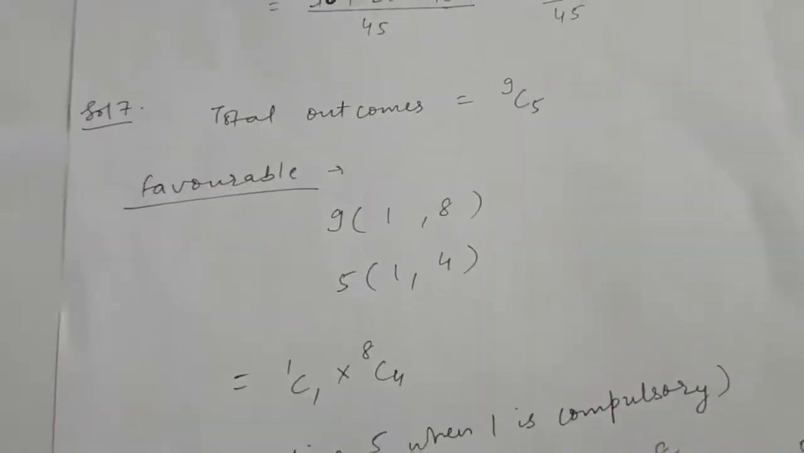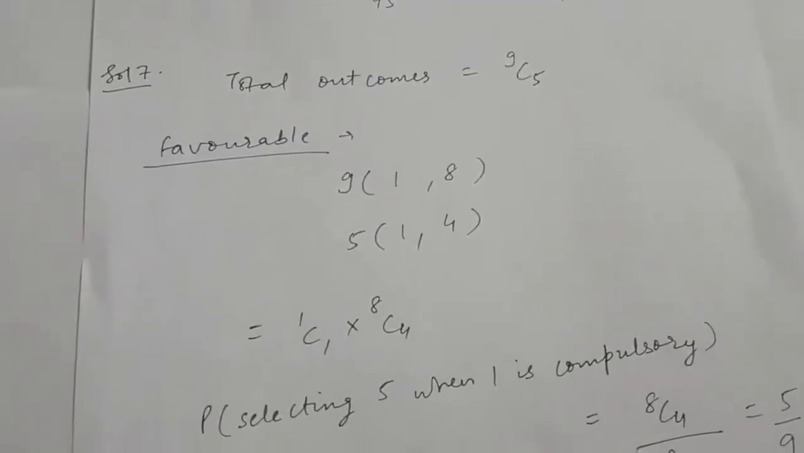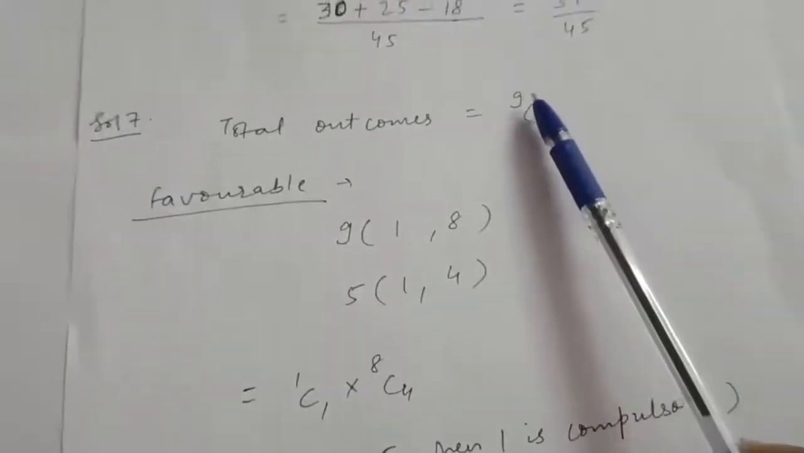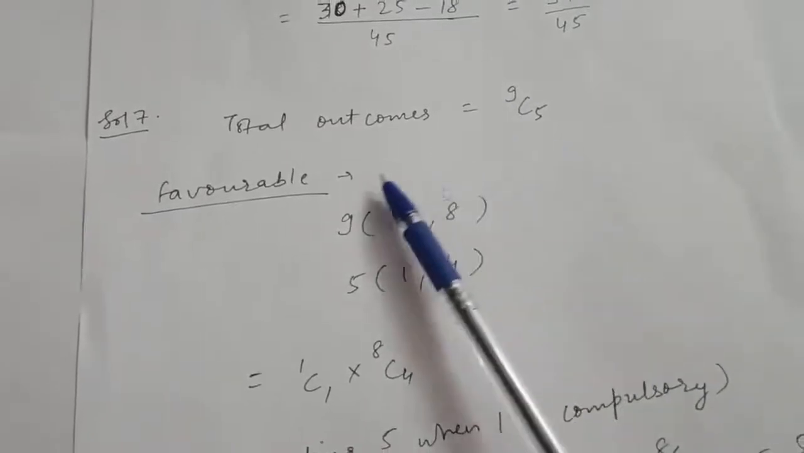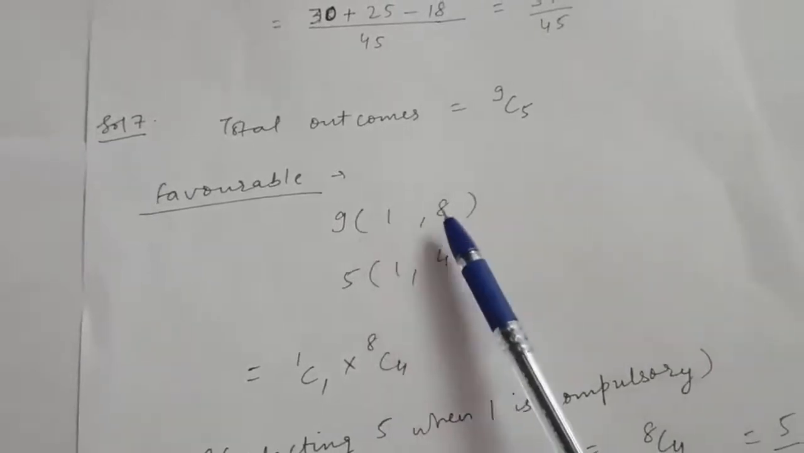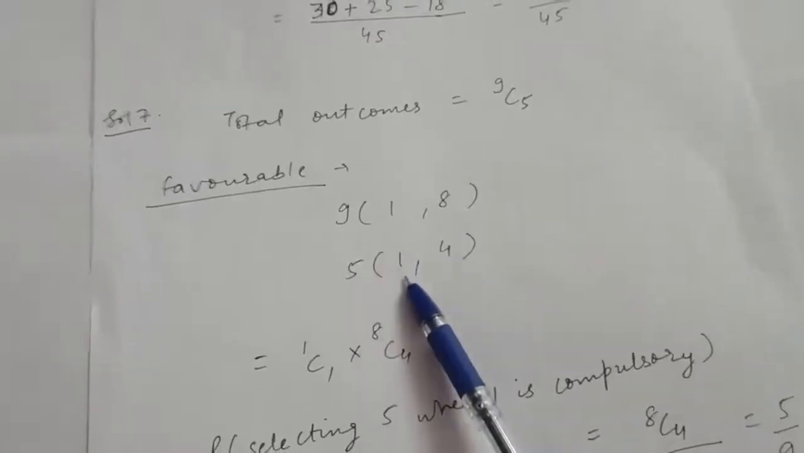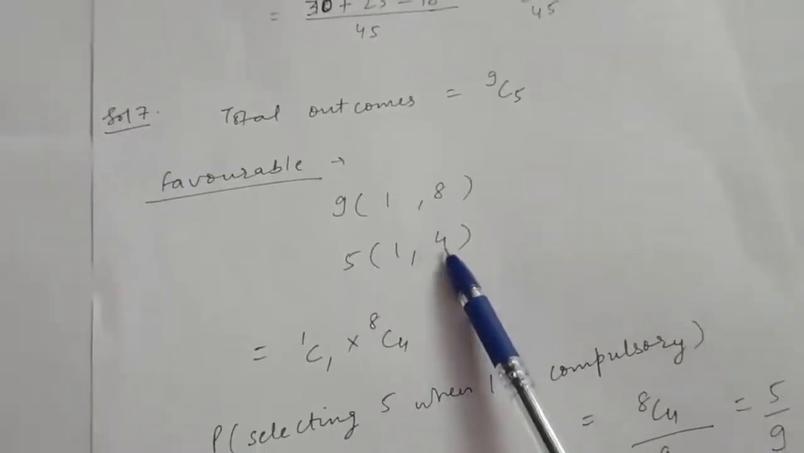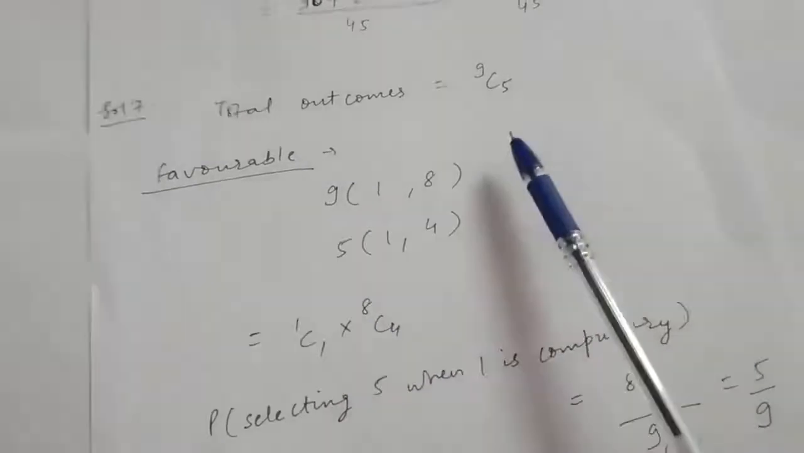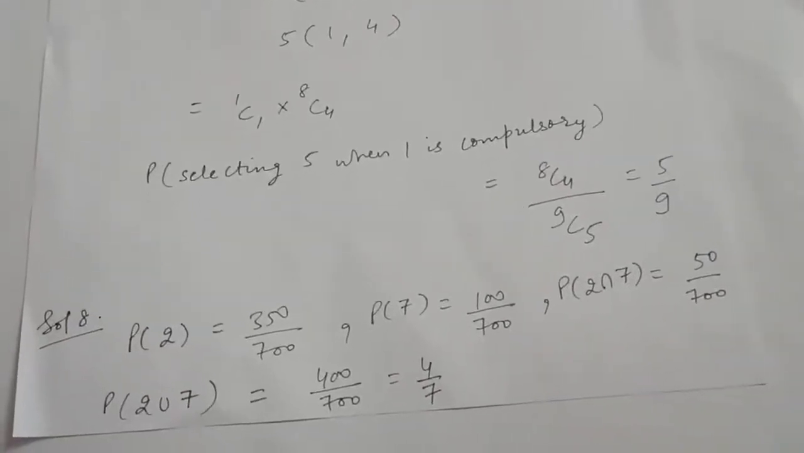Now in question number 7, we have to select 5 courses out of 9 in such a way that one course is always compulsory. Now see, total outcomes will be, out of 9 we want to select 5, so it will be 9C5, right? Now for the favorable, they have said to find the probability when 1 is compulsory, the rest are 8. Now out of 5, 1 is compulsory, so we have to select this, and out of these 8 we will select 4. So the favorable will be 1C1 into 8C4 and total is this. So divide the favorable by total and you'll get the answer as 5/9.